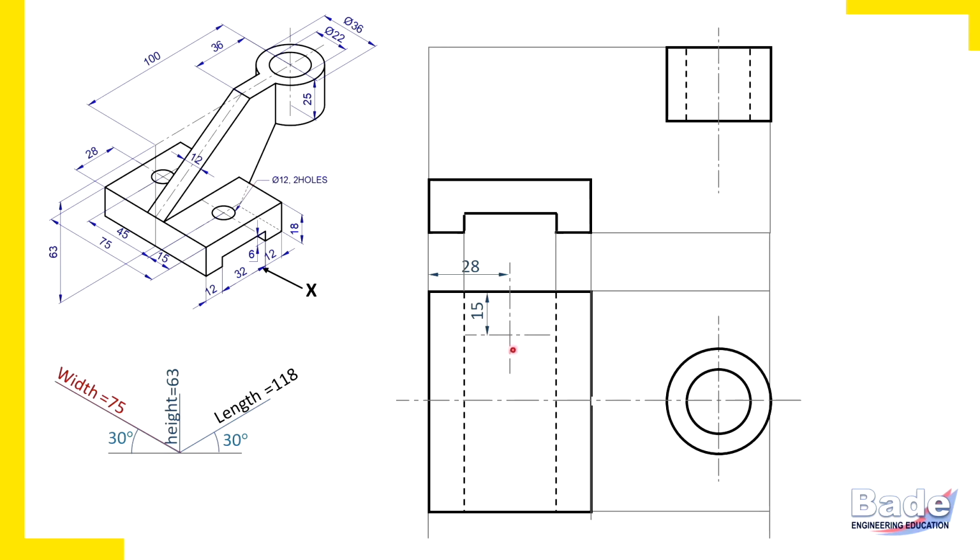So after locating the center, complete the opening of the hole in the top view. Similarly on the front side also. So measure 15 millimeter, draw center line. Measure 28 millimeter, draw center line. And this is how we have completed the hole in the top view.